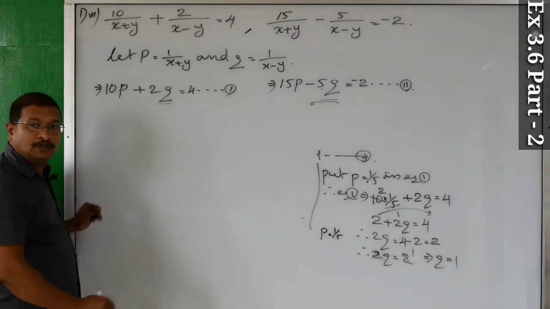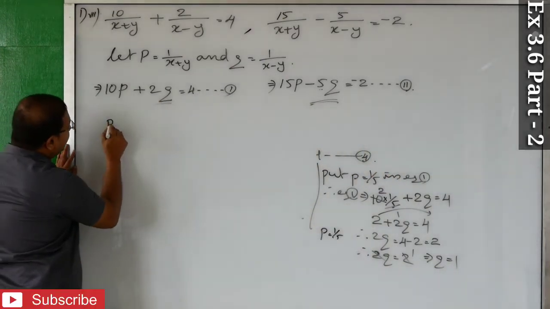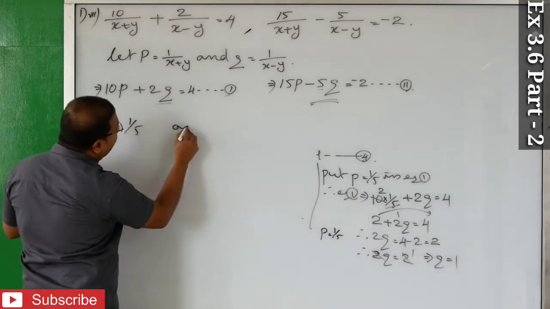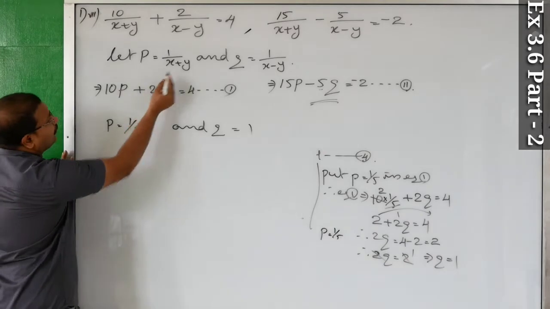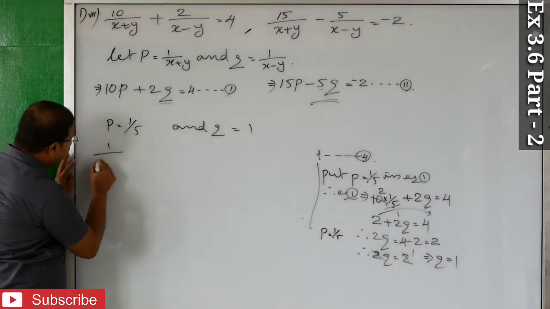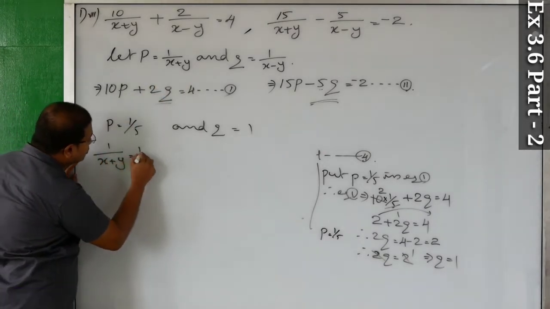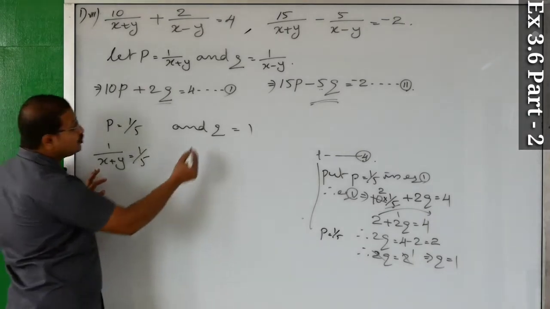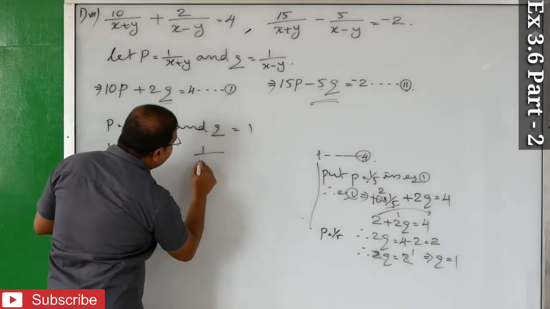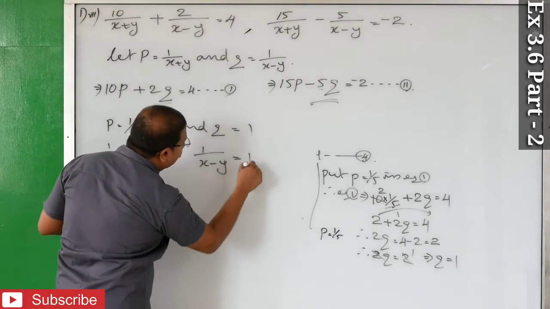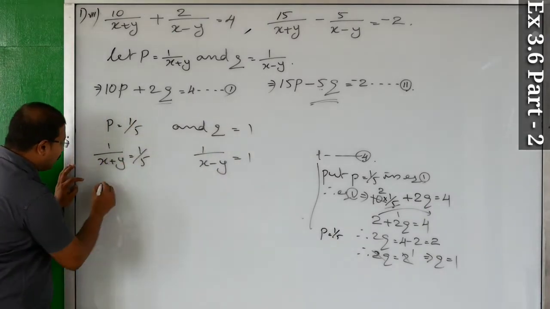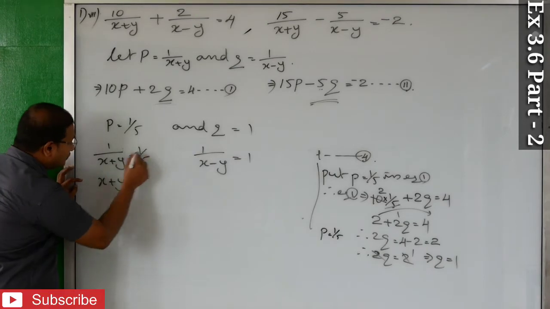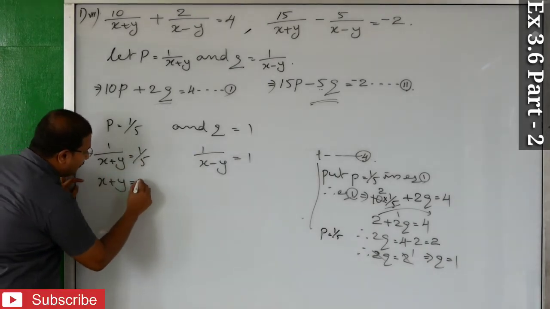Ready? So now we got it: p equals 1 by 5 and q equals 1. So in place of p, what can you write? 1 by (x plus y) equals 1 by 5. In place of q, what will you write? 1 by (x minus y) equals 1. Ready? When you cross multiply, what will you get? (x plus y) into 1, that means x plus y equals 5.